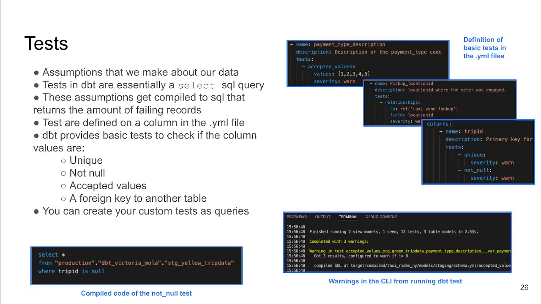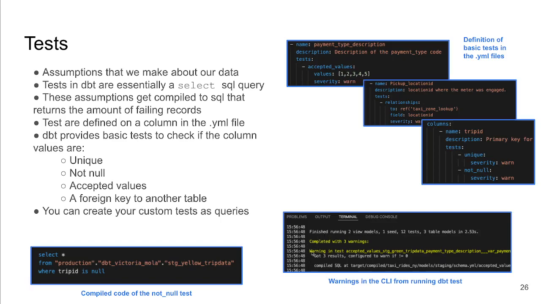A test is an assumption that we make about our data. So, a behavior that our data should have. In DBT, a test is the same as a model, a select query. This means that we're going to run a DBT test, and it's going to compile to a SQL query that is going to return the amount of failing records. So what it's going to try to do is query how many records do not follow the assumption that we made about our data. If there are any records as a result of this query, then it's going to tell us how many in the terminal as the result of running our test.